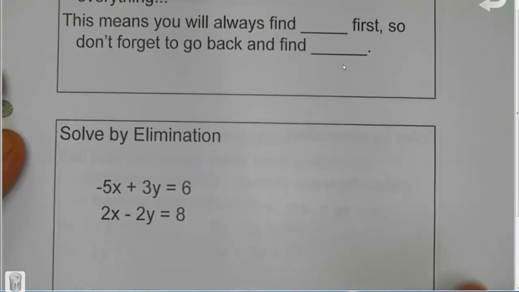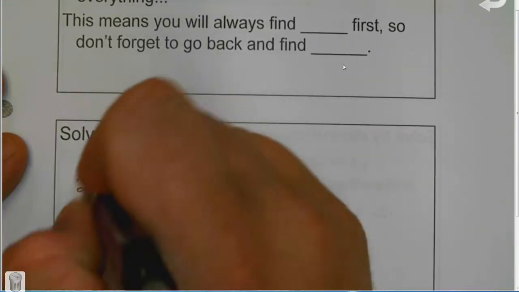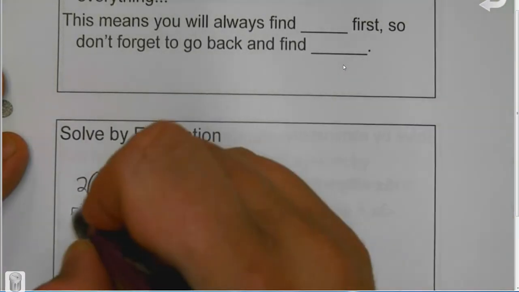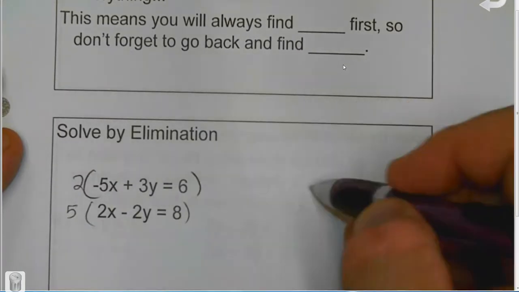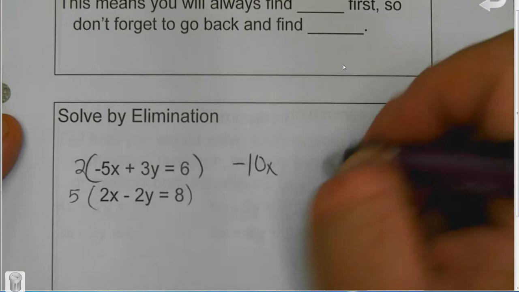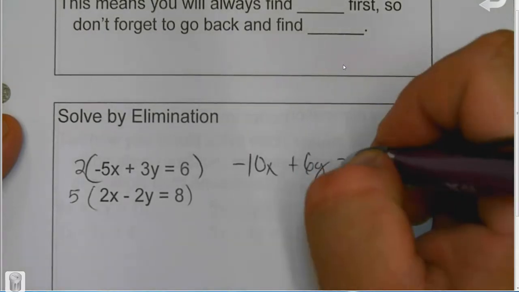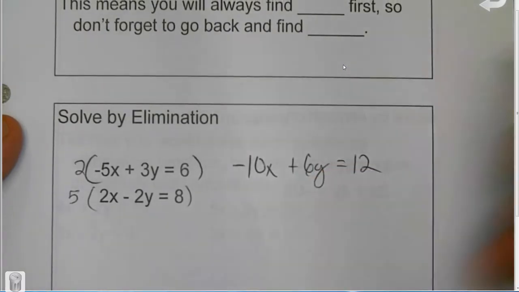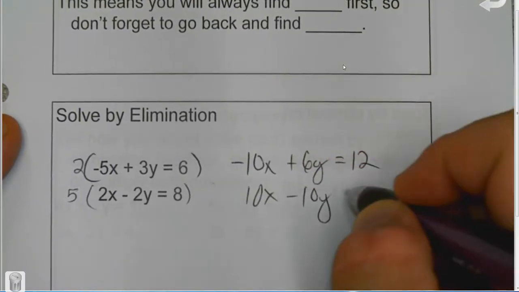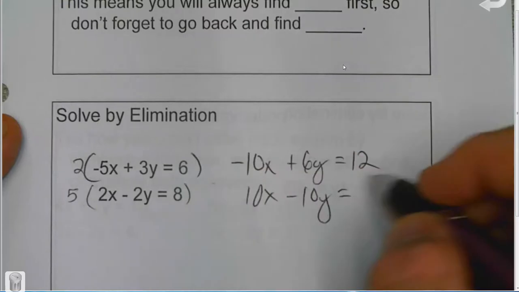So in this problem, I'm going to multiply the entire top by 2, and I'm going to multiply the entire bottom by 5. And I'm going to rewrite my problem over here. So negative 10x plus 6y is equal to 12. Then I get 10x minus 10y is equal to 40.